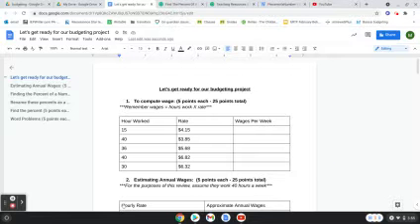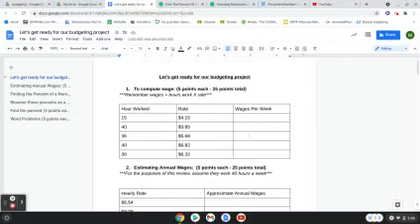Guys, we're going to get ready for a budgeting project that we're going to start later this week. What you need to do in order to get ready for it is a little review. So, here's our little review sheet. For part one, you're just going to compute wages. Remember, wages equal the hours you worked times the rate, which will give you the wages per week.